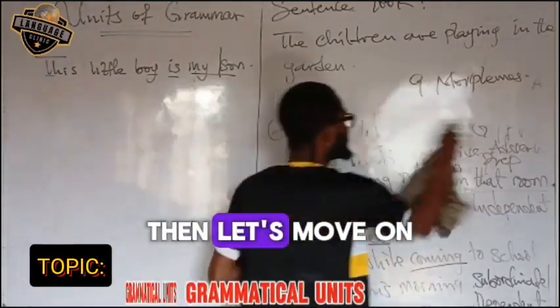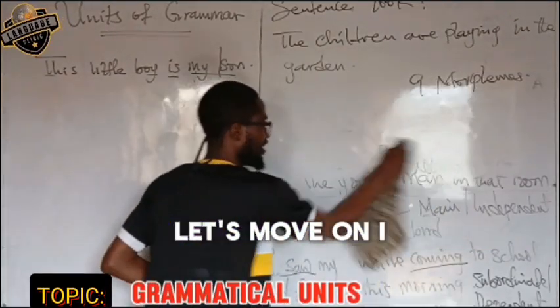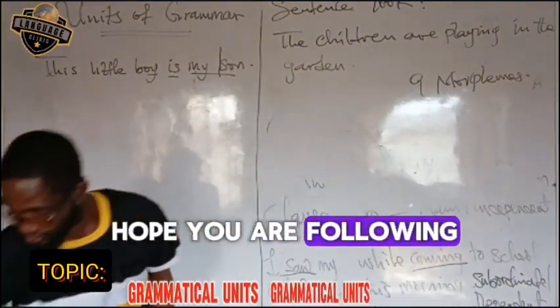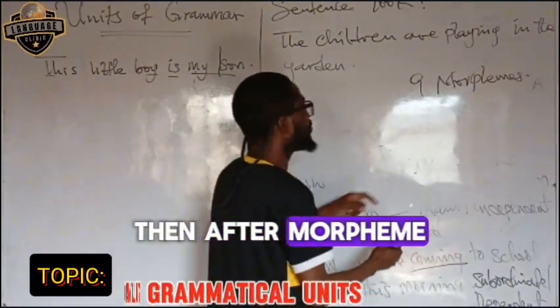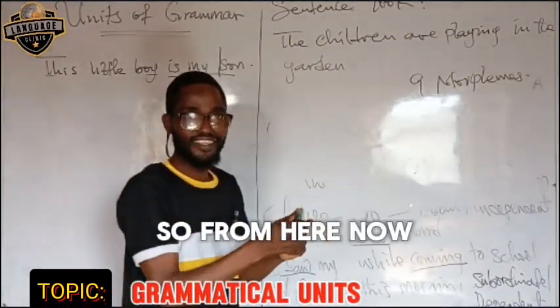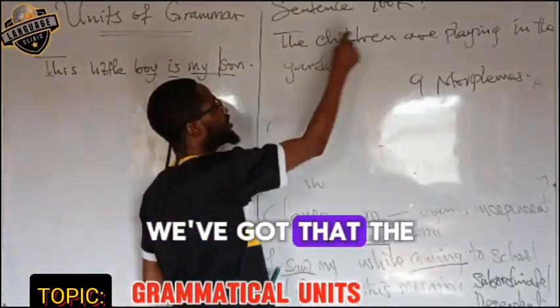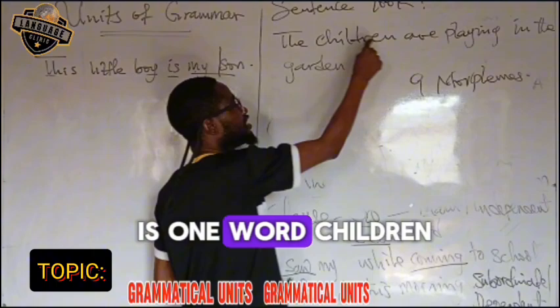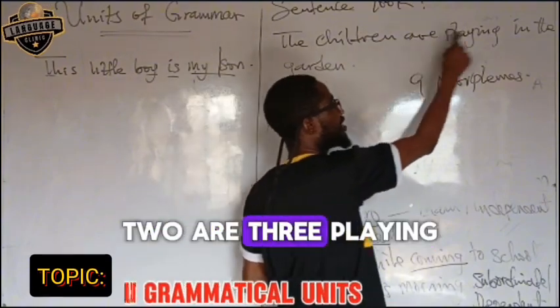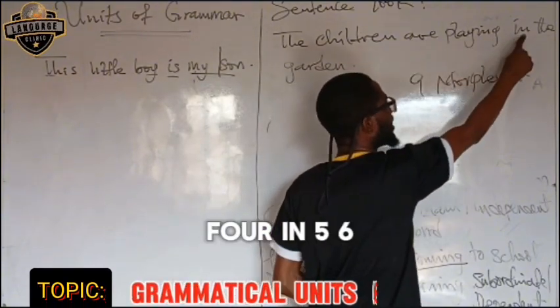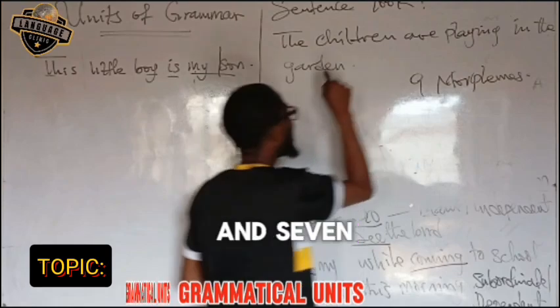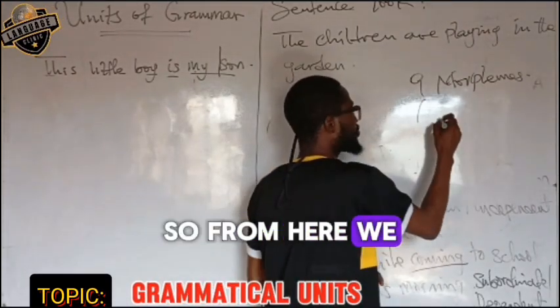Then let's move on. I hope you are following. After morphemes, we have words. So from here, how many words have you got? The is 1, children 2, are 3, playing 4, in 5, the 6, and garden 7. So from here we have got 7 words.